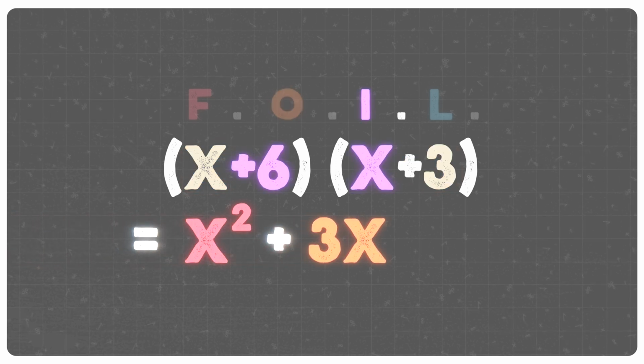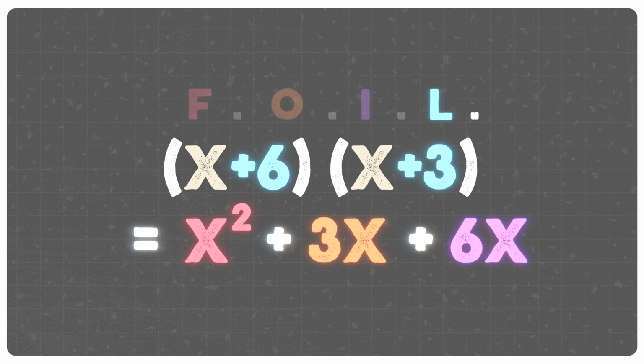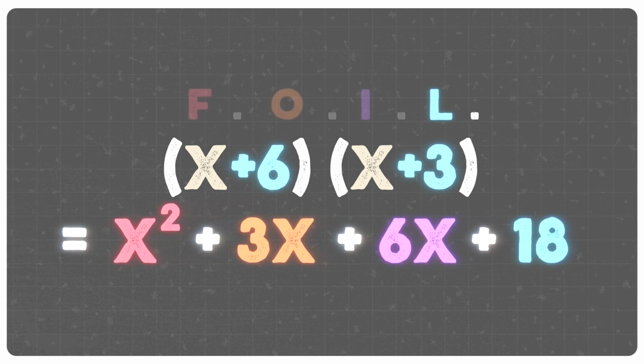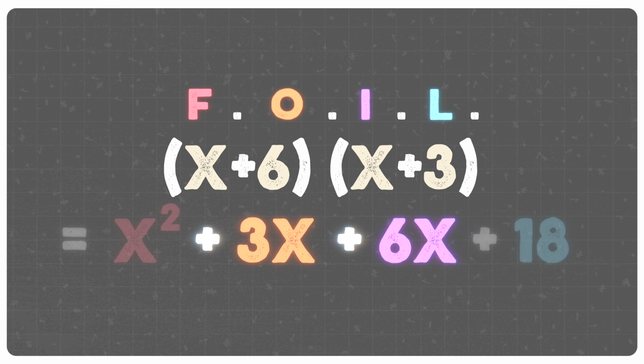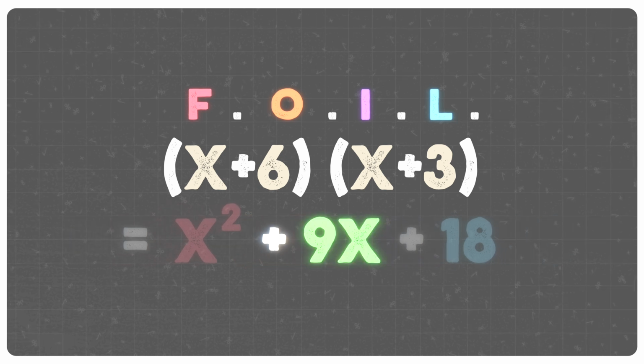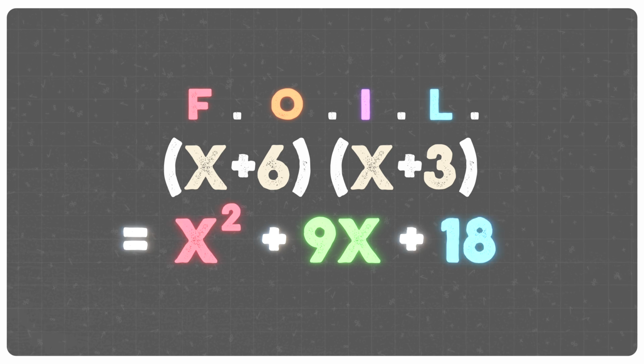I stands for inside, which tells us to multiply the inside terms. Plus 6 times x gives plus 6x. And L stands for last, telling us to multiply the last term in each bracket. Plus 6 times plus 3 gives plus 18. Now we can see that we have two x terms here, the 3x and the 6x, so those can be tidied up to give us 9x. So these brackets expanded to give us x squared plus 9x plus 18.